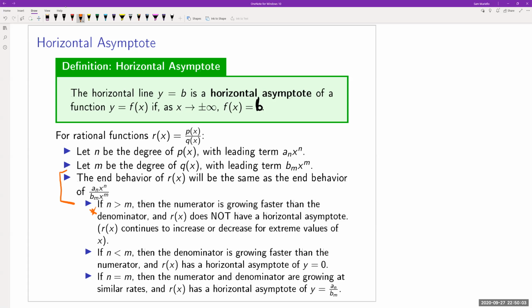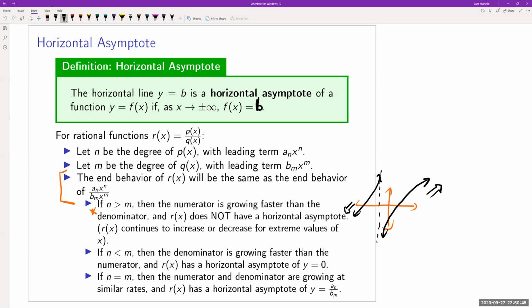If the numerator is larger in degree, then because my numerator is growing faster than my denominator, the function itself is going to grow overall. There will not be an asymptote. The numerator will increase, which will make the entire function increase, and we will go up towards infinity or negative infinity, potentially giving us a graph looking something like this. Even though there's a vertical asymptote here, the graph is not leveling off. It's continuing to go in this direction and in this direction.